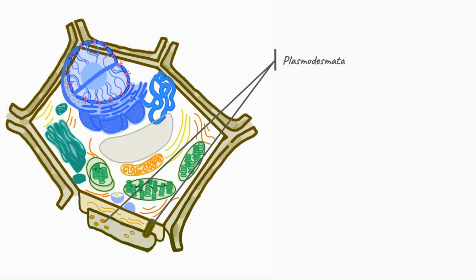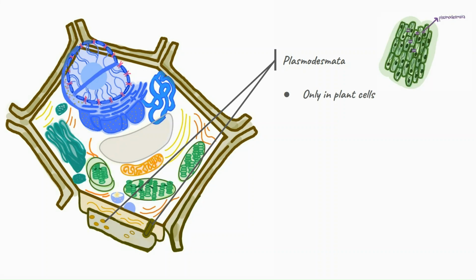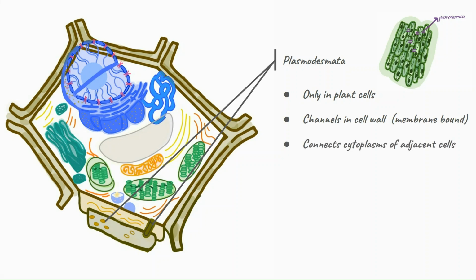So next is plasmodesmata. These are also only found in plant cells. And in this image at the top right, they are shown as the purple colored channels connecting communication between the individual plant cells. So plasmodesmata are cytoplasmic channels in the cell wall. These channels function to connect the cytoplasms of the adjacent cells. Why do they do this? Well, in order for cell-to-cell communication.